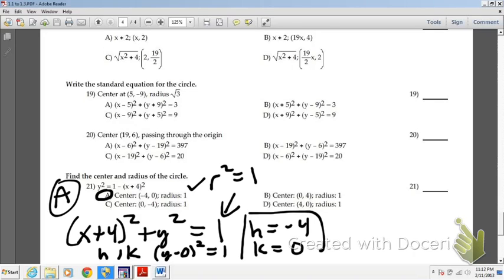Okay, so oftentimes you have to take your equation and mold it into h-k form so you can identify the center and the radius. All right, hope that helps. Good luck.